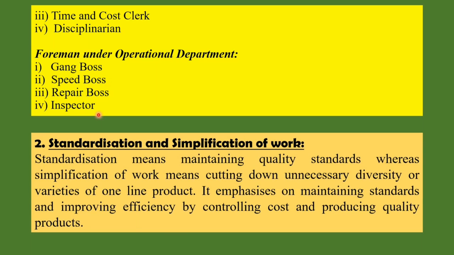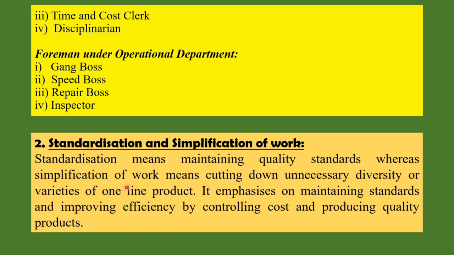So next comes your standardization and simplification of work. Standardization means maintaining quality standards. Means whatever output is produced, it should be a quality one. And standardization of output is possible if standard is maintained right from selection of tools, equipment and machines to use. Maximize the output by keeping in mind the quality standards. So quality doesn't mean only the output. Quality starts from the initial stage, whenever you are selecting the tool or equipment or the machine while producing that particular output. So that is what standardization means.